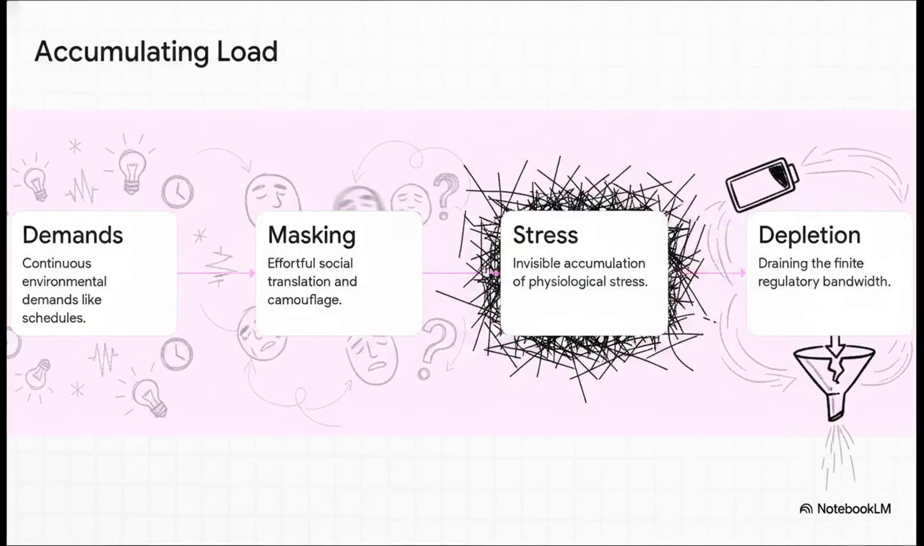Let's walk through the invisible steps of this death by 1,000 cuts, because no single demand is catastrophic on its own. The bright lights alone, manageable. The unpredictable schedule, manageable. The sensory friction, sure, manageable. But what happens when they all happen continuously, all at the exact same time? You get this invisible accumulation of stress that silently drains a finite resource we call regulatory bandwidth. The system is literally being drained way faster than it can ever recover.